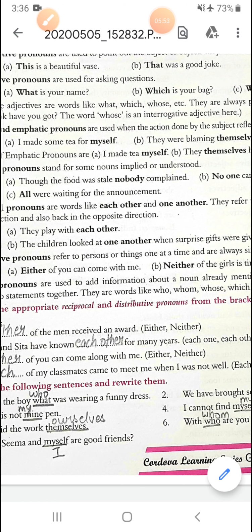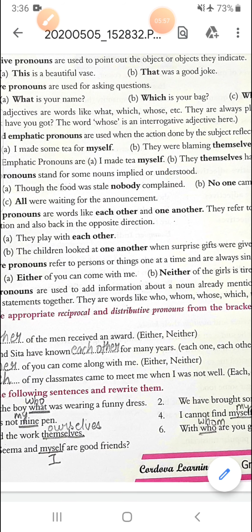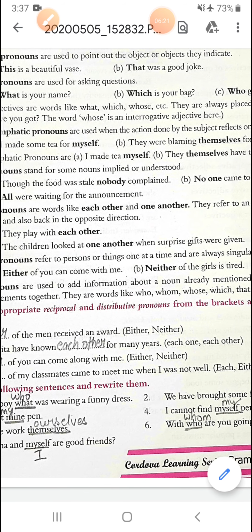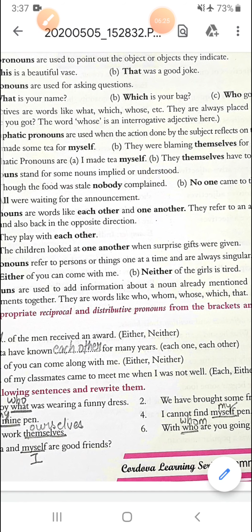So when I say I myself will do it, can you see I and myself are together and we are giving more emphasis on the word myself, then emphatic pronoun is used. But when I say I will do it myself, after the verb you will find this word myself and we are not giving much emphasis. So this one is reflexive. Understood?